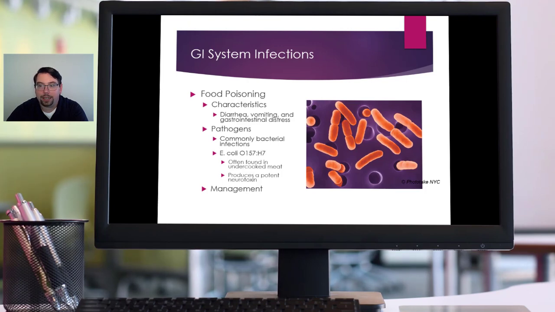So we see diarrhea, vomiting, and a significant amount of gastrointestinal distress. It is enough for someone to have to actually call an ambulance for. Management's going to be relatively simple. It's again focusing on antiemetics, fluid replacement.